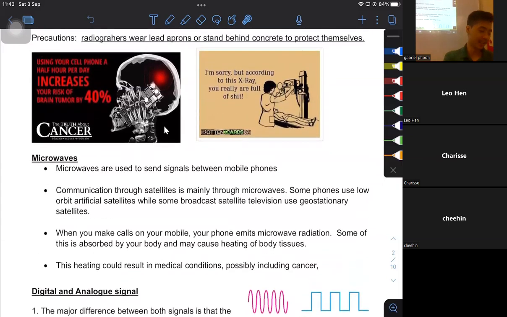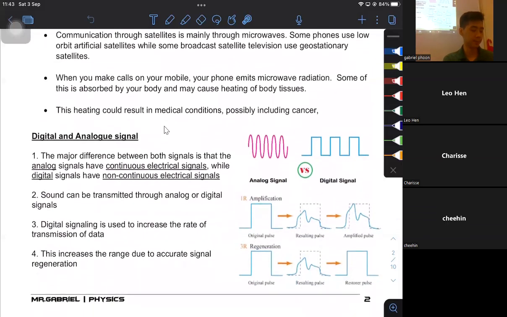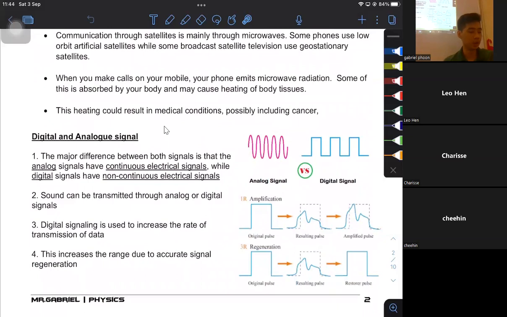Okay, because of the microwave emitting a lot, what's going to happen is it's going to result in possible cancer to your eardrums. So minimize the amount of time on the phone. Then the final part here is basically understanding what a digital and analog signal is, guys.